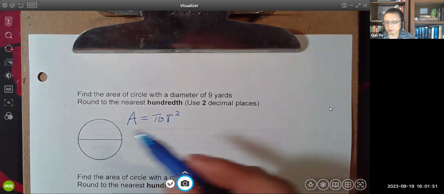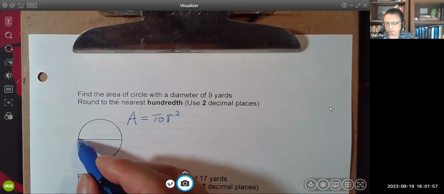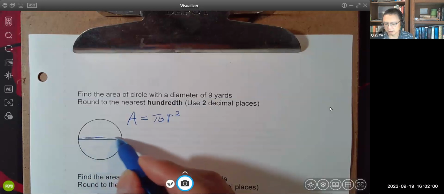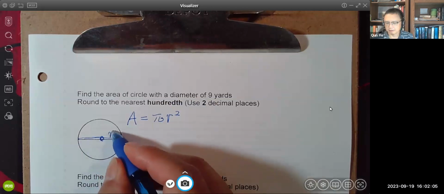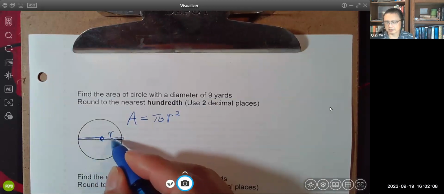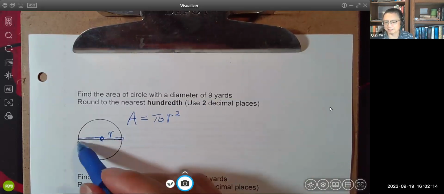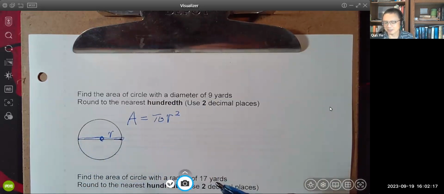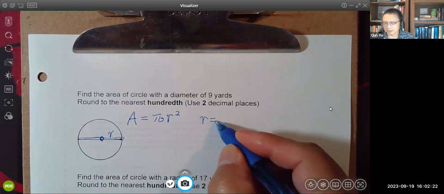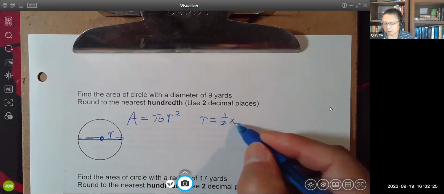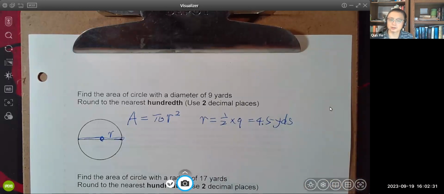R represents radius. But we are given the diameter of the circle, right? Diameter is the total length from one side of the circle to the other side through the center. So this is called the diameter. From the center of the circle to the edge, this is called the radius. So we only need half of the diameter to get our radius in the formula. First, we figure out the correct radius, which is half times 9. This is 4.5 yards. This is the number we are going to use.